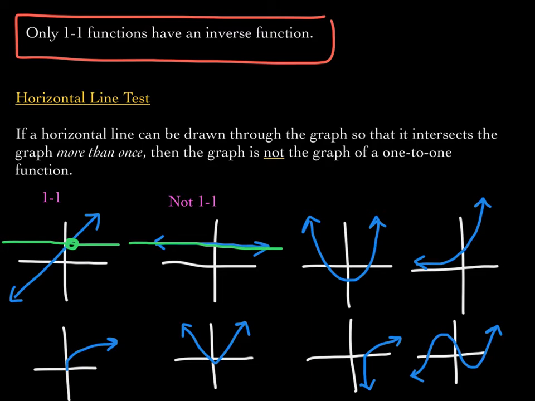Now, how about this? This is a quadratic function because the graph is a parabola. When you apply the horizontal line test, it crosses more than once with your graph. So this one also is not one-to-one.